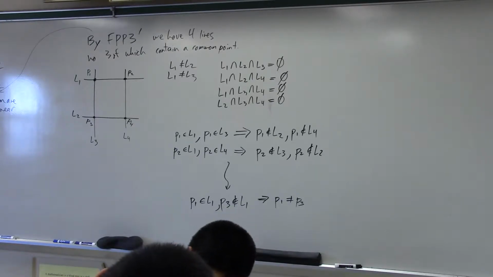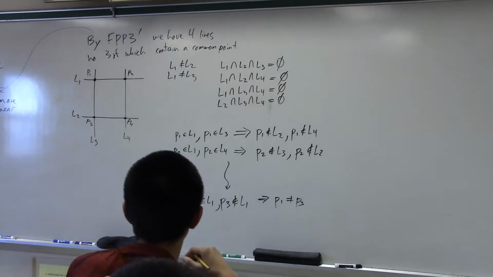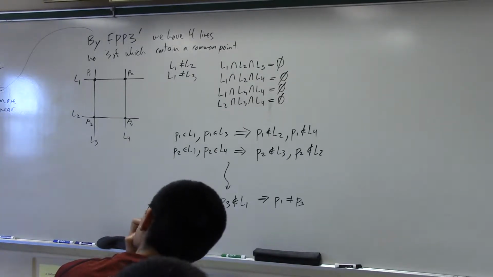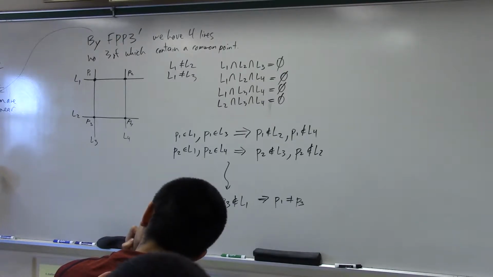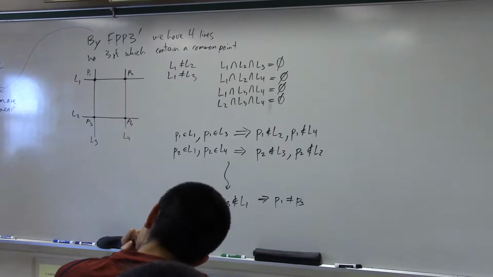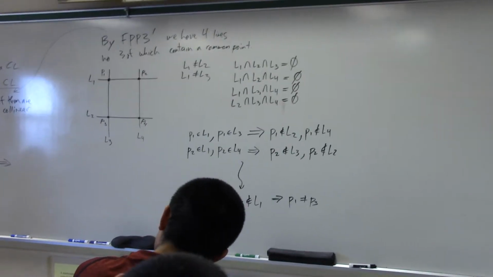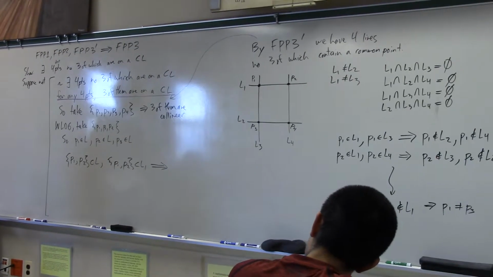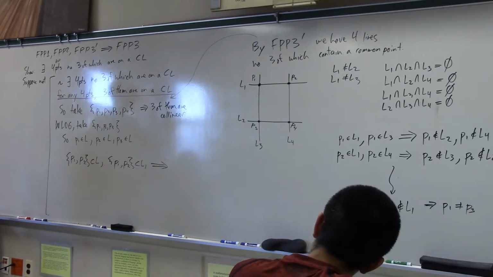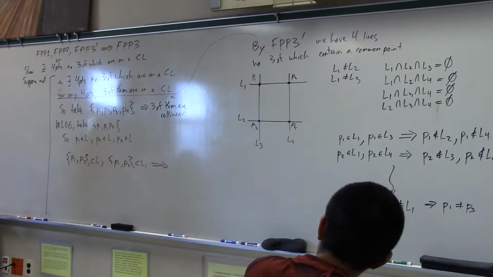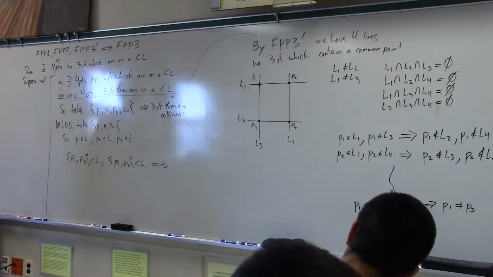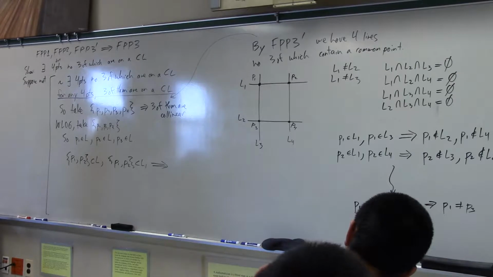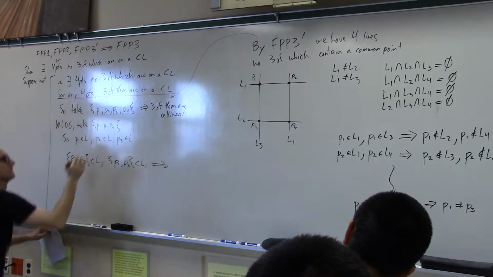So P1 and P2 are on line L. But also, P1 and P2 define line L1. So we would like to conclude that this is a contradiction, right? Because you can't have 2 distinct points on 2 distinct lines. But there's one thing we haven't done. We haven't actually proven that L and L1 are distinct. So why are L and L1 distinct? Because P3 is on L but not on L1.